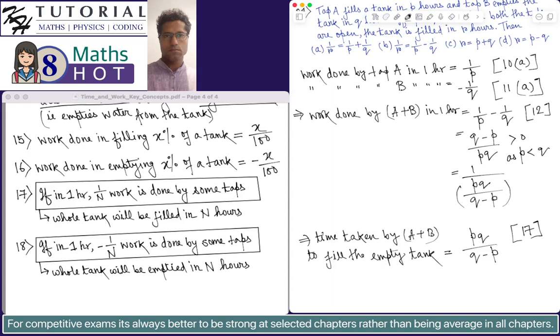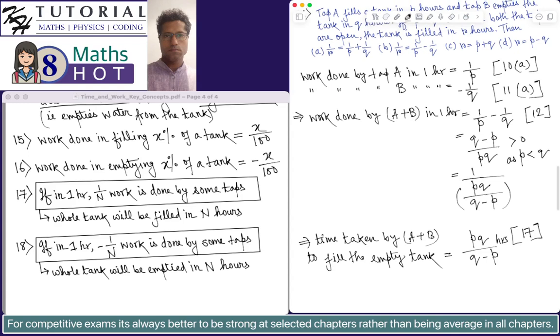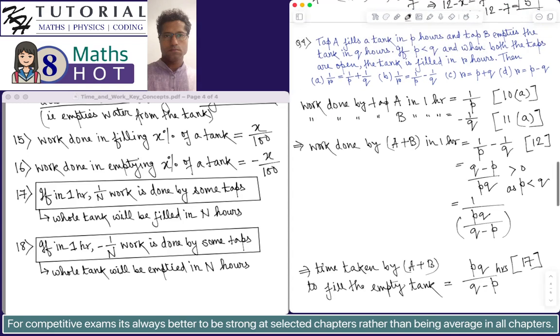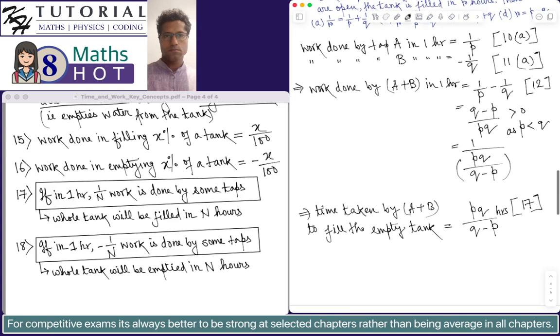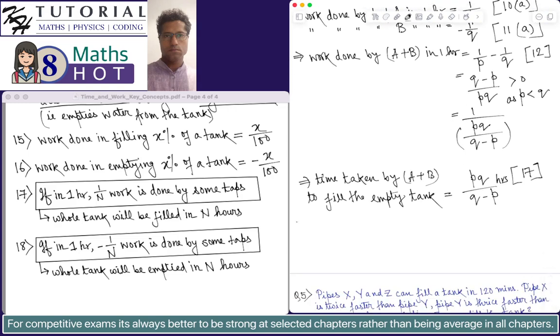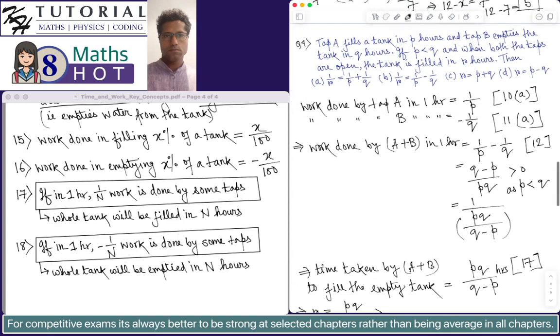This much hours. Now it is already given in the problem that when both the taps are open, the tank is filled in R hours. So we can say that R is equal to PQ divided by Q minus P. So this implies we must have, what are the choices?